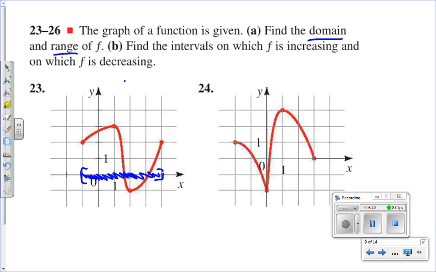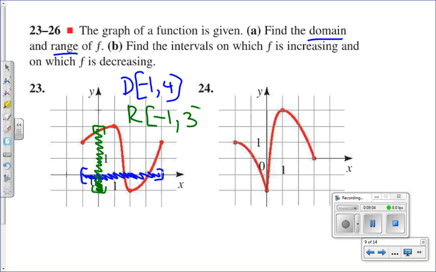So the domain of this is going to be all real numbers from -1 to 4. Compressing this onto the y-axis, starting at the bottom here, we can see y values from -1 all the way up until 3. So the range here is going to be from -1 to 3. From the graphic approach, it's easy to see that. But now let's find those intervals.